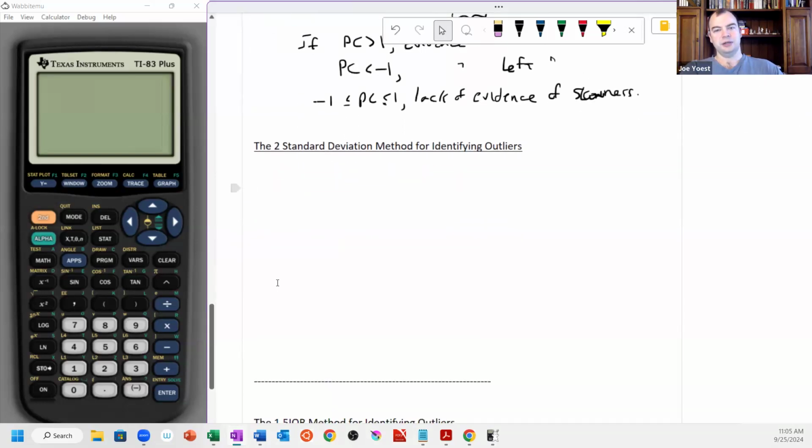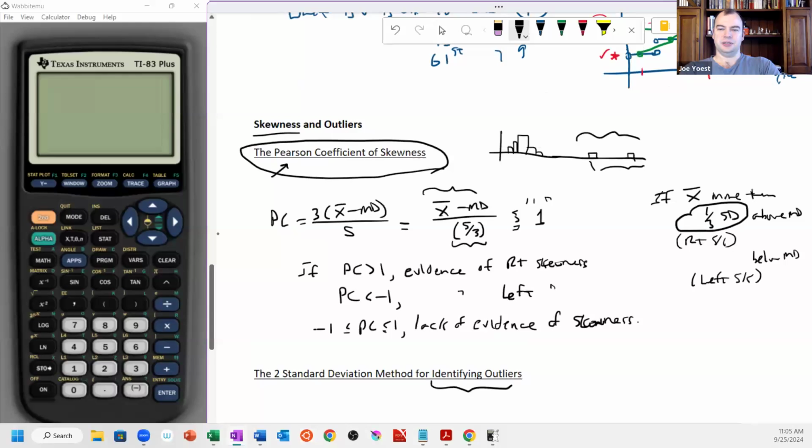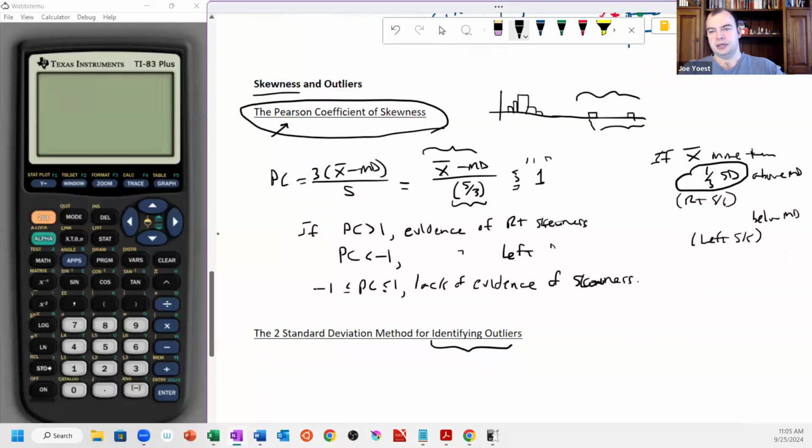Okay, and then the two-standard deviation method for identifying outliers. One thing to remember is, if a data set is skewed, say it's right skewed, that means we have outliers to the right. So if a data set is skewed, we know there must exist at least one outlier.